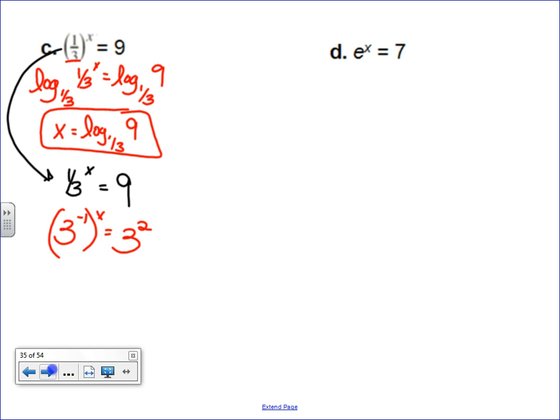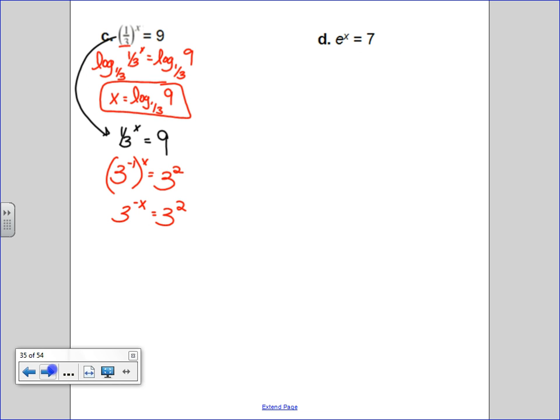Why am I allowed to? Negative exponent is denominator, right? So I can make positive 3 to the negative 1, same thing as 1/3. What do I do if I have a power to a power? Yeah, you're right. Multiply. Negative 1 times x, negative x. Can I use the 1-to-1 property? Because negative x equals 2, so x equals negative 2.